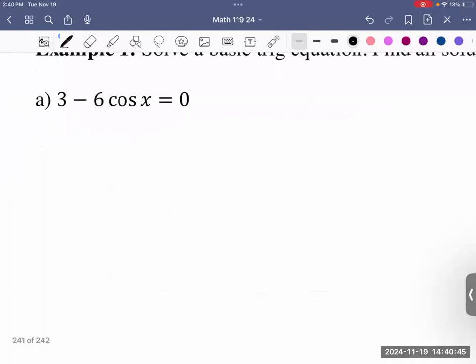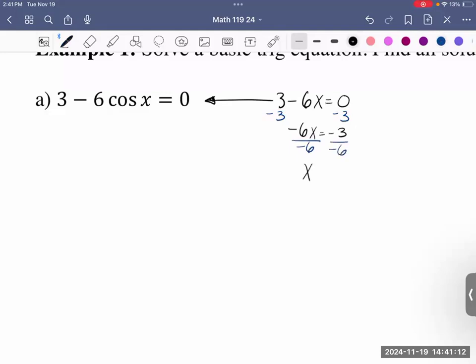If we have 3 minus 6 cosine of x is equal to 0, what would you do typically? All this is, we're going to replace your trig function with just a variable. What would you do with the variable x if we were asked to solve? Well, first thing that you might do would be to subtract the 3. And then you would divide by the negative 6. So then we'd say x is equal to 1/2.